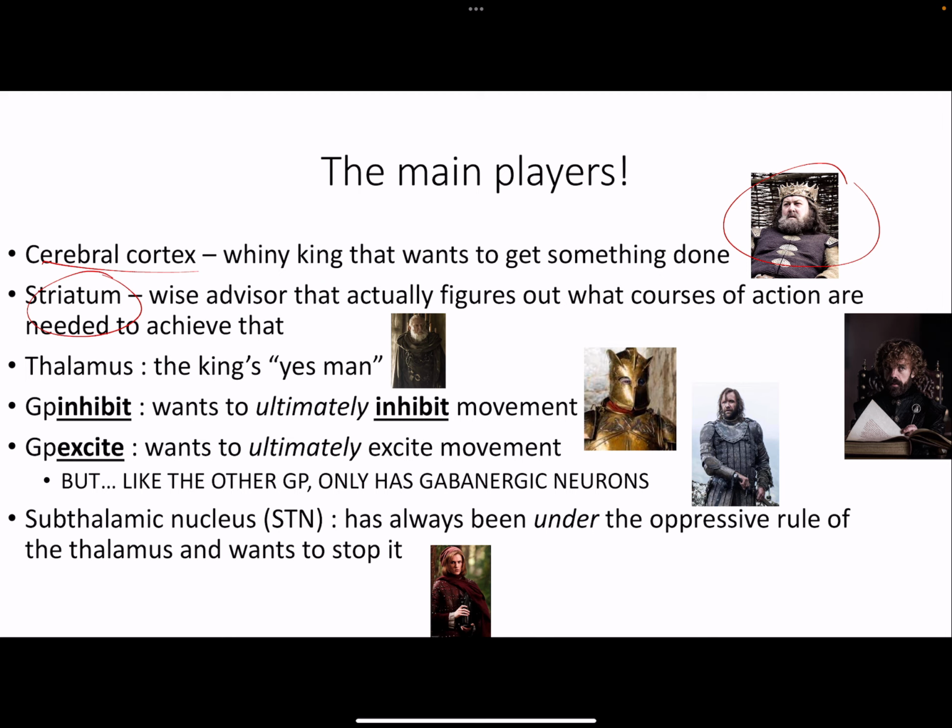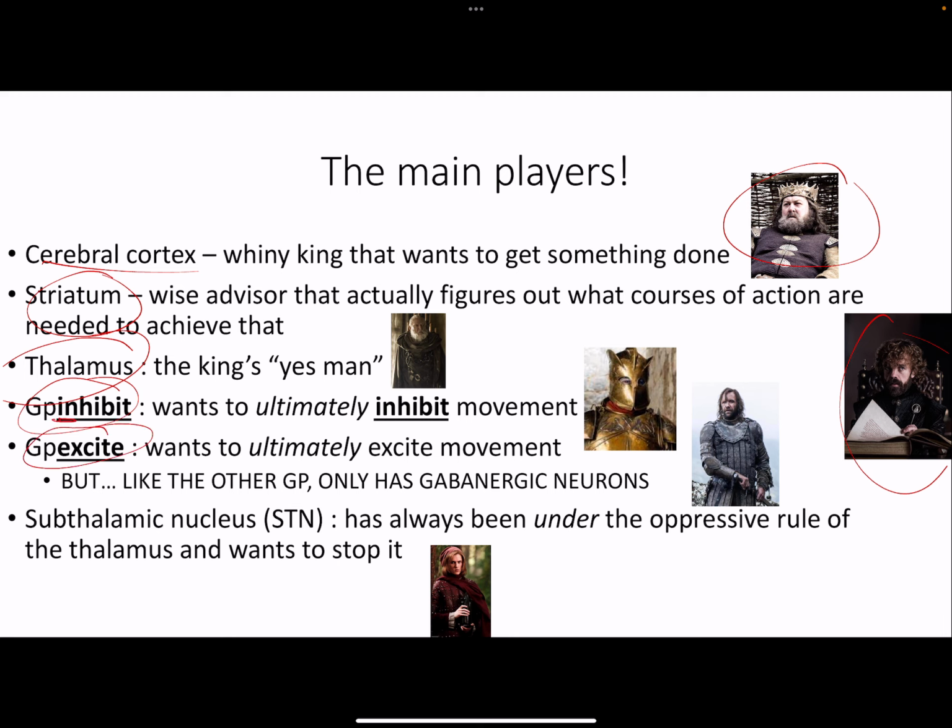The striatum is wise, and it's going to try to help the king. As dumb as the king is, it wants to get this done, and it's going to help coordinate turning on and off different systems to get this done in the best way possible. Now, the last end of the road is the thalamus. The thalamus is the king's yes man. His goal is to always say yes to the king no matter what, because he's been around for so long. The king's always going to listen to him. So sometimes we're going to have to shut down the thalamus because the striatum says, well, the thalamus is an idiot, and we don't want to say yes to the king's request. The GP, globus pallidus, internus and externus, I think I for inhibit.